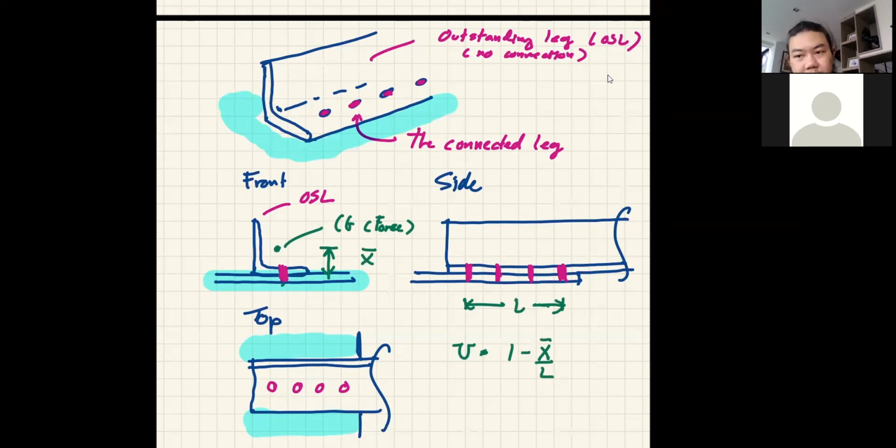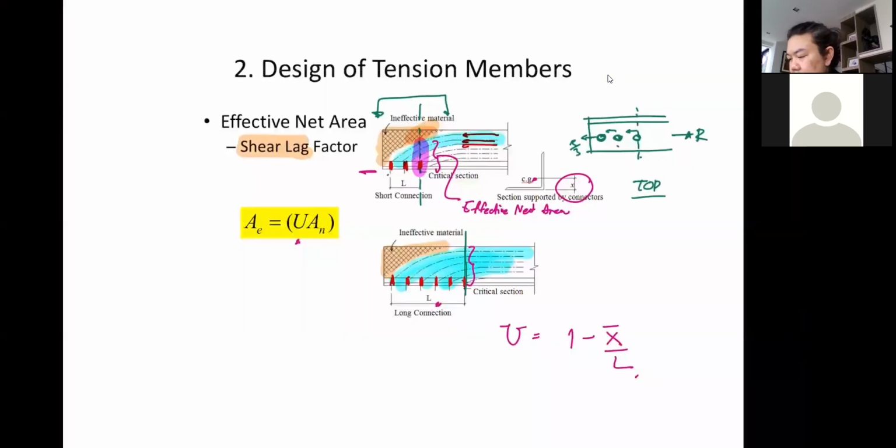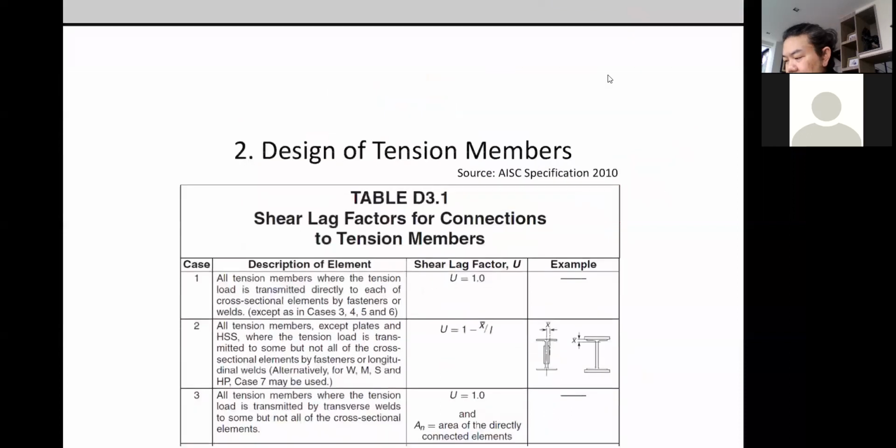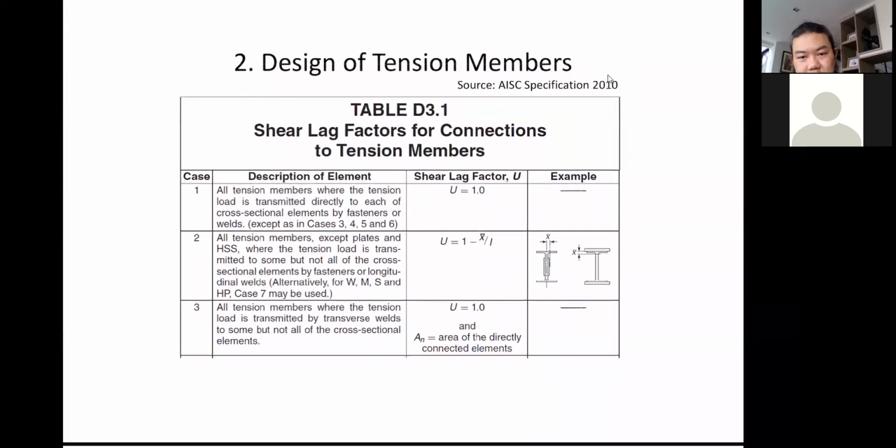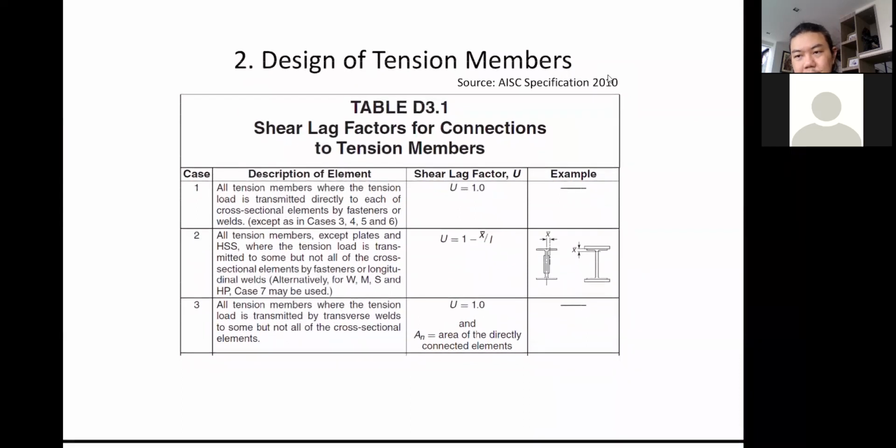If for any reason I can connect this angle for both legs, there is no shear lag problem. Okay, so now we can go back here. There's this table D3.1 in the specification telling you how you can handle the shear lag problem.